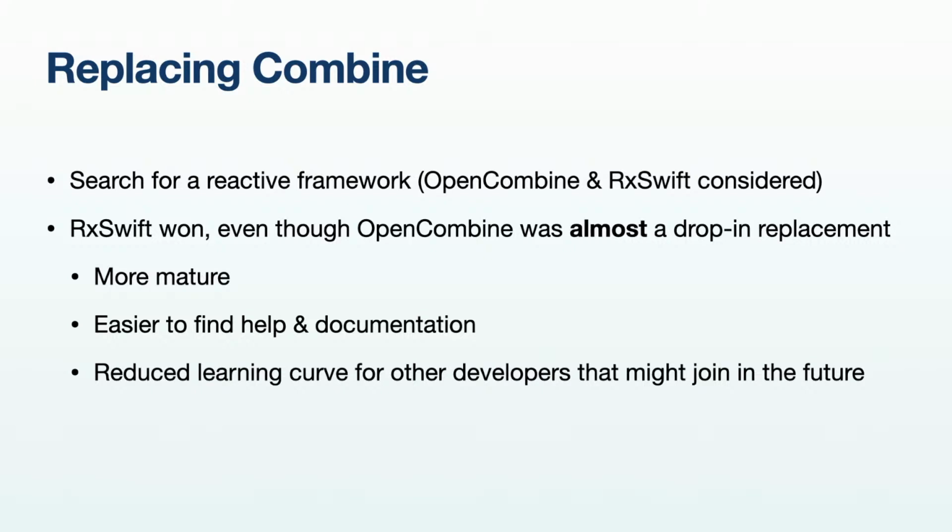So we found that RxSwift is in general a more mature framework. It's been around for a long time, longer than Combine itself actually, and that made it easier to find help and documentation surrounding it. Also importantly, we were currently the developers on that team, but it was likely that maybe other developers would be joining us also, and that might require us to use a framework that's more broadly known, so that developers coming in have a greater likelihood of them also knowing about RxSwift.